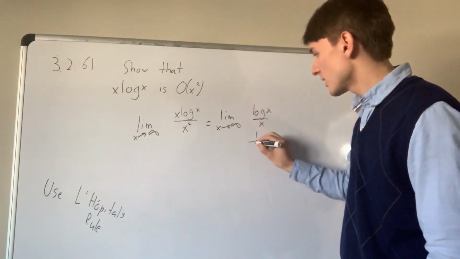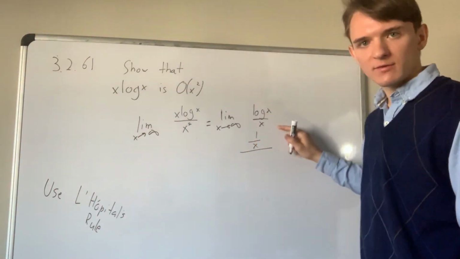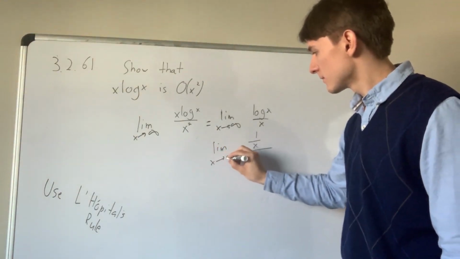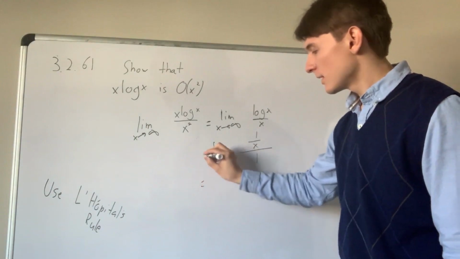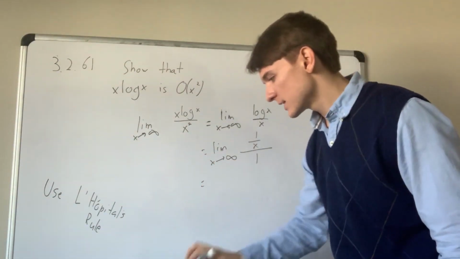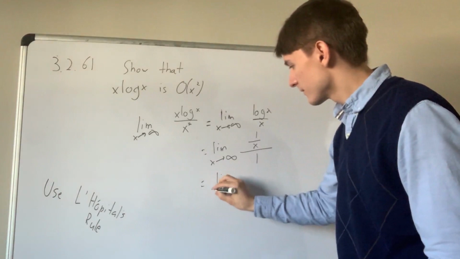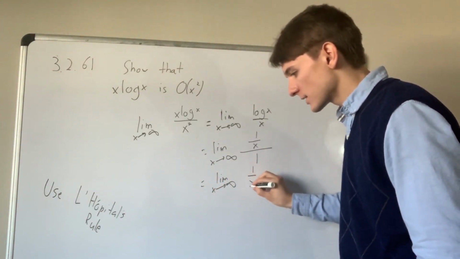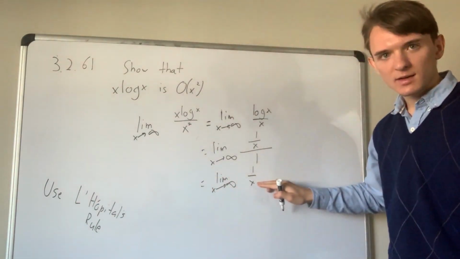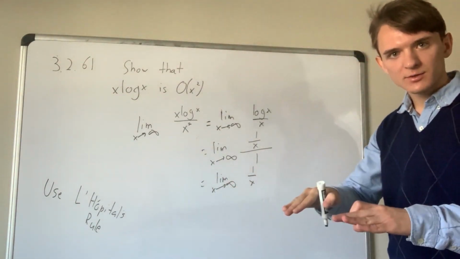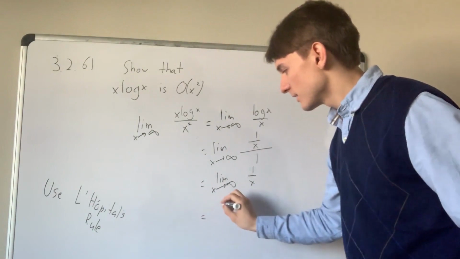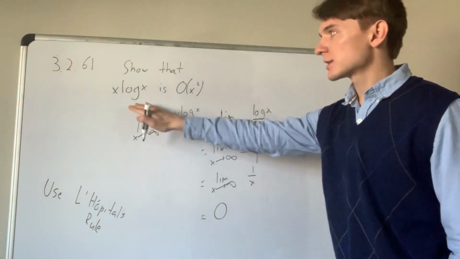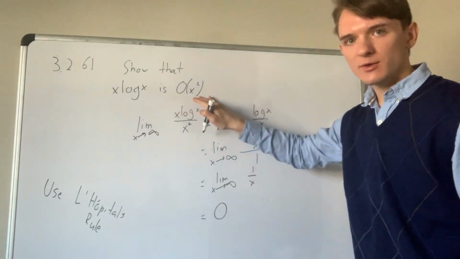Well, it's just 1 over x. And the derivative of x is 1. And this expression is equivalent to saying the limit of 1 all over x. And this we know gets infinitely close to 0. So at its limit, our answer is 0, and therefore we say that x log x is in fact big O x squared.